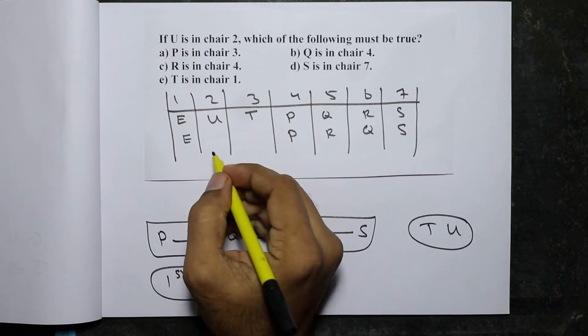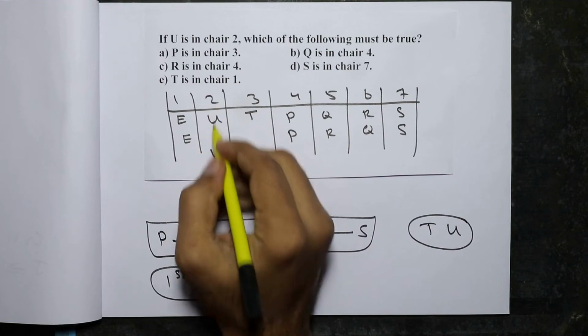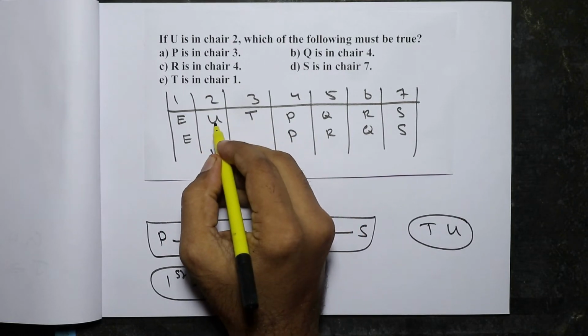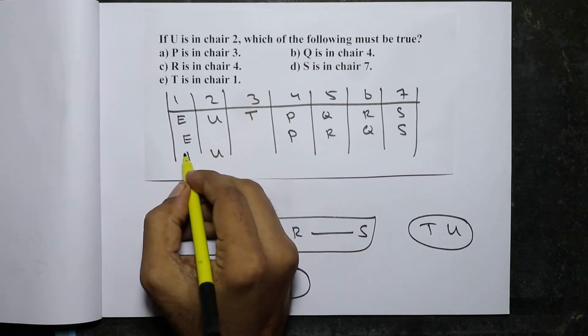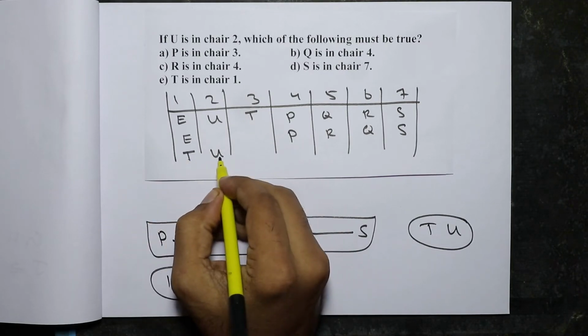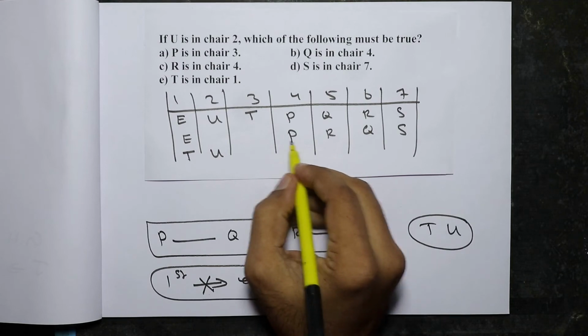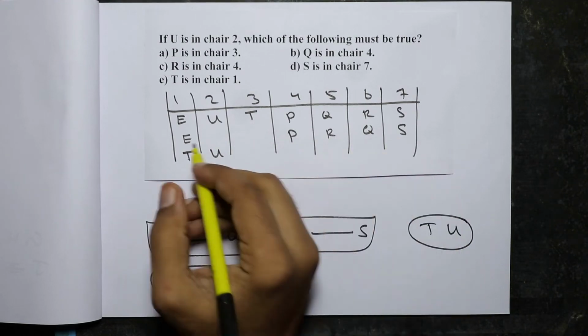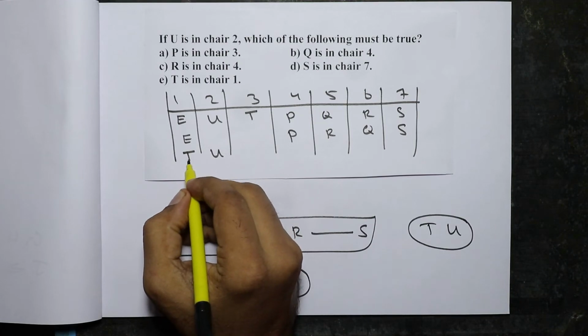And that is not allowed. So if U is in 2, then T cannot be in 3, but T should be adjacent to U, which means that T should be in 1. That must be true. And then PQ and RS can be arranged such that the distance between them is the same. So T compulsorily should be in 1.